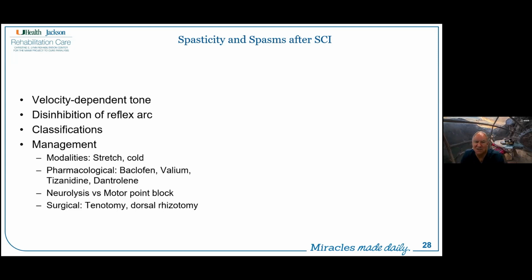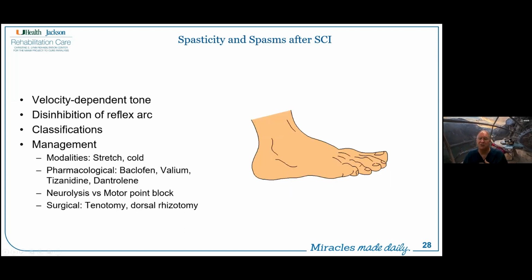We have a classification system for spasticity, as well as for spasms, which are provoked or unprovoked muscular contractions that cause limb movement. And we'll talk through different management strategies for spasticity, including modalities, pharmacological management, neurolysis, and in some cases, surgical interventions that are required. Again, trying to overcome the disinhibition of those reflex arcs. Now we've got these long track signs that we need to address.